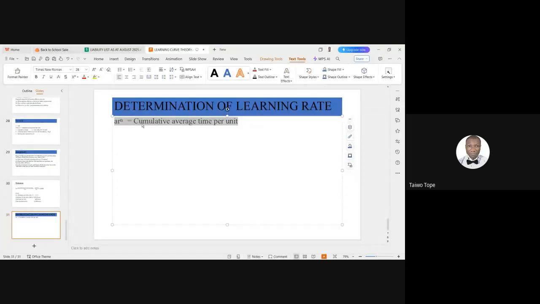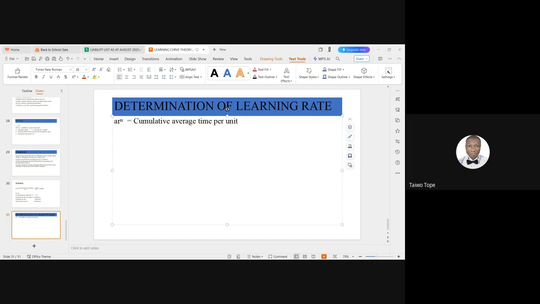Please take note of this formula for you to determine your learning rates. I heard a sound. Is there any question? Okay.